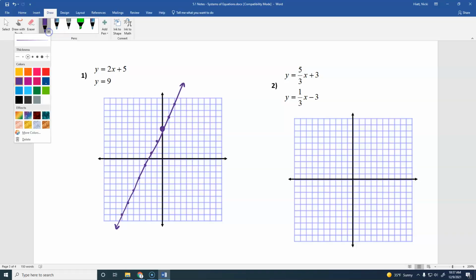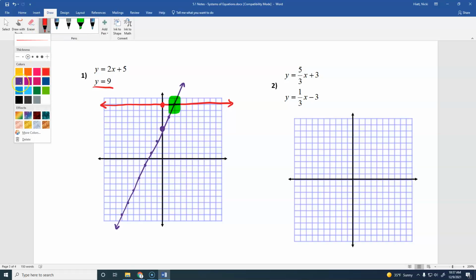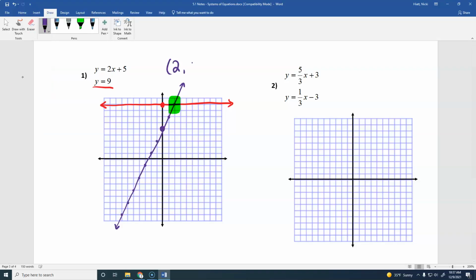Let me use a different color for the other line. Let's use red here for y equals 9. So y equals 9, what type of line have we got there for y equals 9? Horizontal. So y equals 9 right here. We want to go across here. And we are looking for where these two intersect, so where they cross, right here. What are the coordinates of that point? 2, 9. So 2, 9.